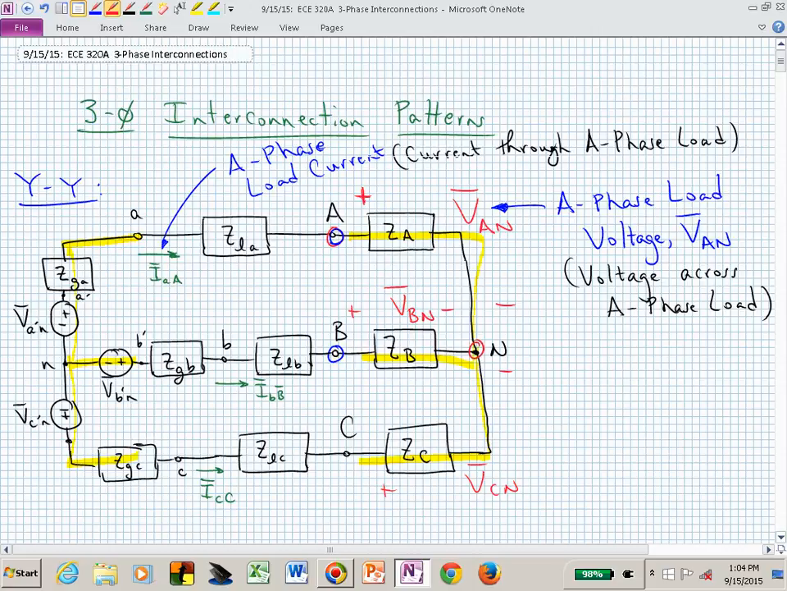So if I ask you what's the complex power supplied by the A phase source, you should be able to figure that out from the diagram and the configuration. If I say, what's the complex power in the A phase of the load, likewise you can do that with the appropriate current and voltage. Let's do that.